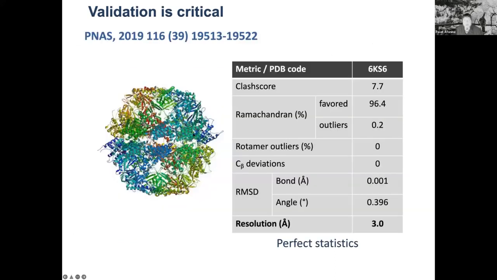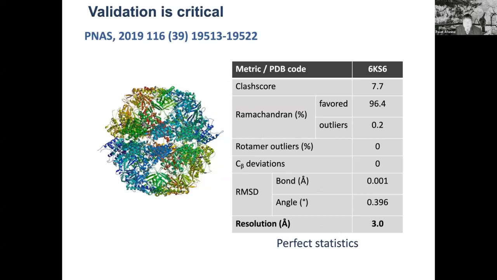Now, sometimes it's obvious, sometimes it's not. Here's another example, also quite recent, and also a high-profile paper, where everything is pretty much perfect. The geometry statistics are great. The model-to-data fit, I don't show it, but it's also great. Low clashscore, great Ramachandran plots, based on numbers, no outliers. So you look at it and say, well, that's a perfect structure. That's great, fantastic.